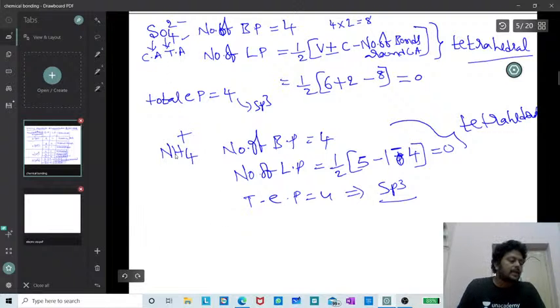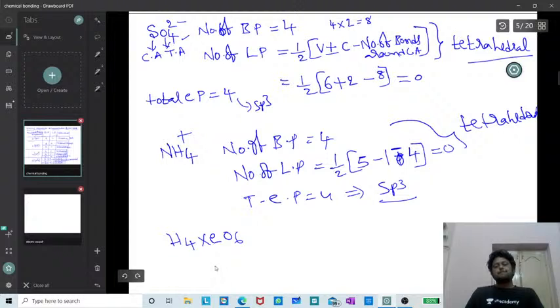Okay. For example, if you take H4XeO6, it is somewhat different. Here, how many surrounding atoms are there? For this, we need some idea about xenon. How many maximum covalent valence electrons does it have? 8. So around it there can be 8 covalent bonds.